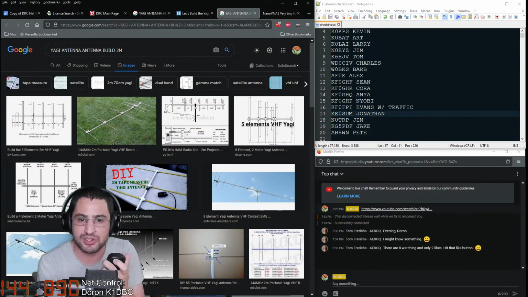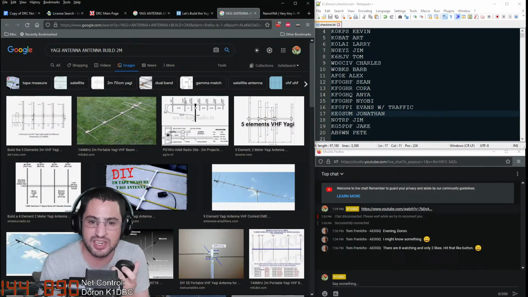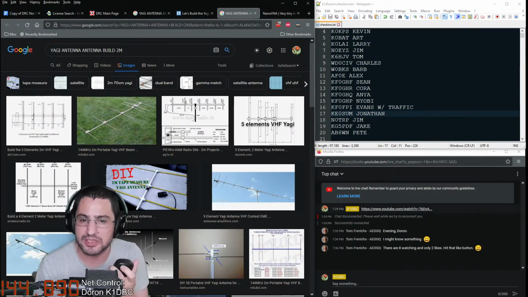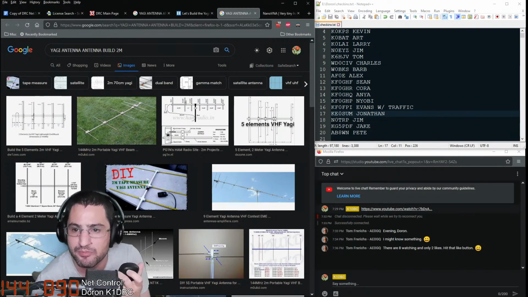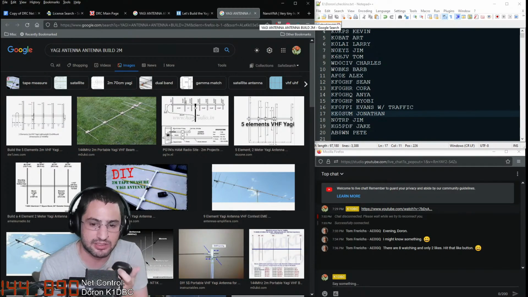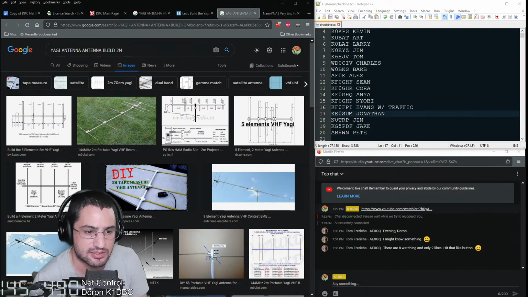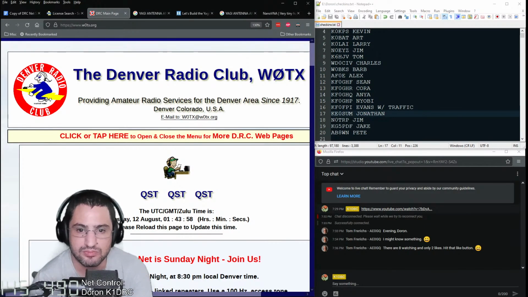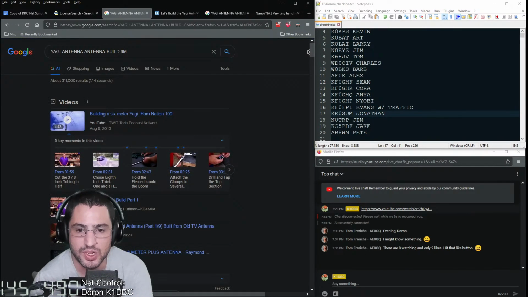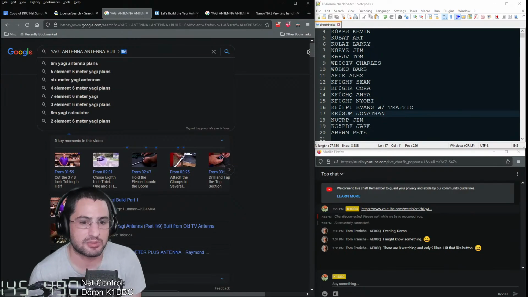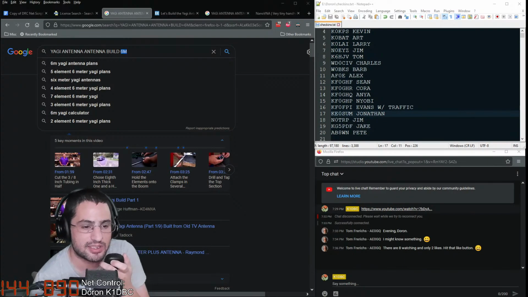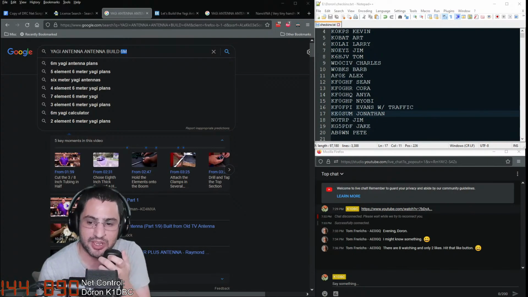Anybody have any comments or questions in regards to that question there? Yagi antenna build, a 2 meter, I think you said 70 centimeter, maybe a 6 meter, and then measuring it. Anyone on that? Go ahead. AE0GQ. Tom, go ahead.